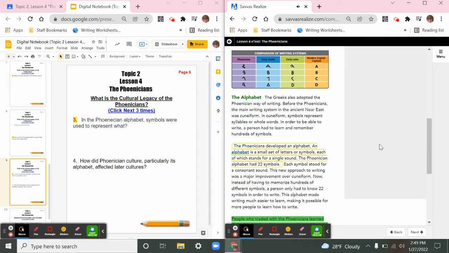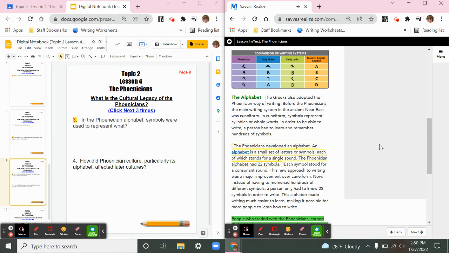Before the Phoenicians, the main writing system in the ancient Near East was cuneiform. In cuneiform, symbols represent syllables or whole words. In order to be able to write, a person had to learn and remember hundreds of symbols. The Phoenicians developed an alphabet. An alphabet is a small set of letters or symbols, each of which stands for a single sound. The Phoenician alphabet had 22 symbols. Each symbol stood for a consonant sound.